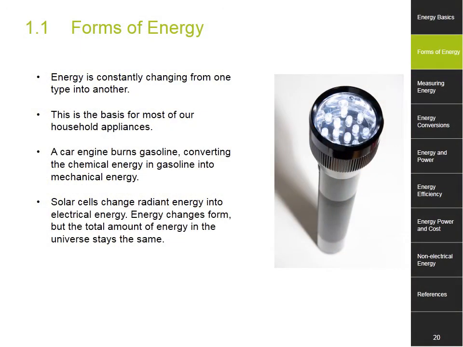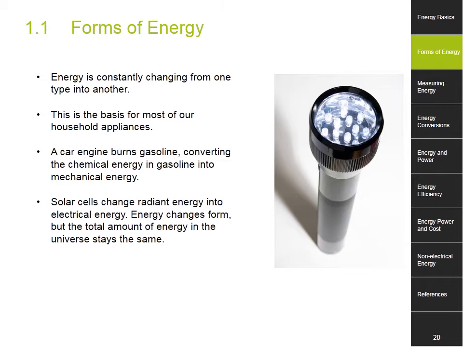One important property of energy is its ability to change from one form to another. For example, when you switch on a torch, the potential chemical energy in the battery is converted into kinetic electrical energy, which is finally converted to the desired form, radiant energy, as visible light.